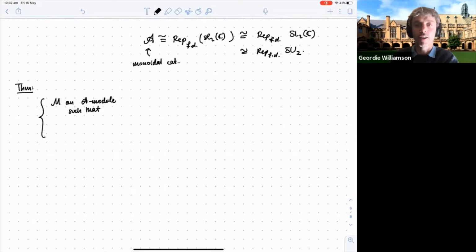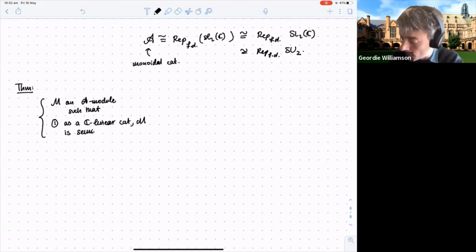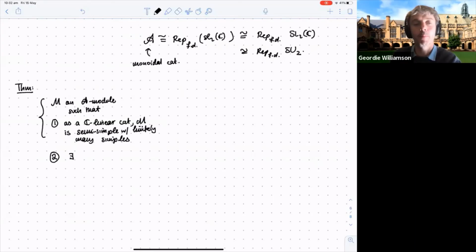So there's two conditions on M, which are basically semi-simplicity and smallness assumptions. M is a category acted on by the category of representations of SL2. And the two conditions are that as a C-linear category, M is semi-simple with finitely many objects, finitely many simples. Okay, so as a C-linear category, M is boring. It's equivalent to a number of copies of vector spaces.